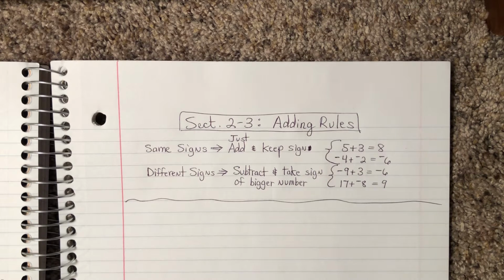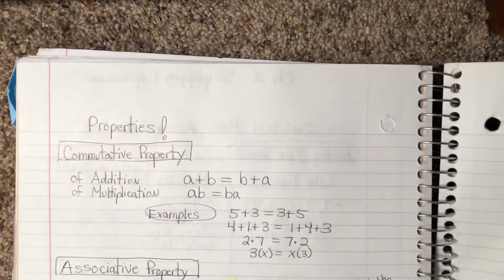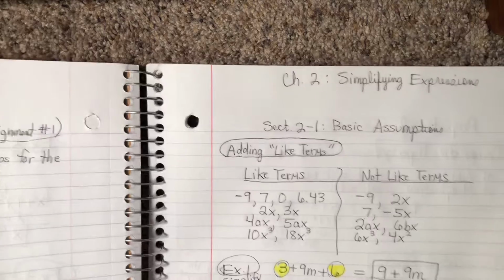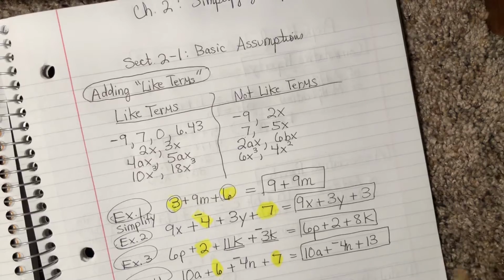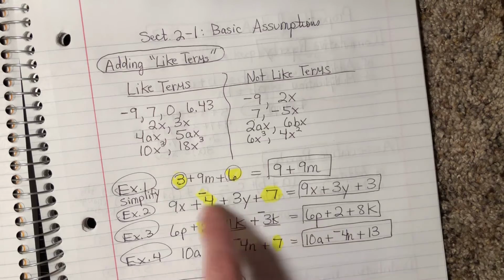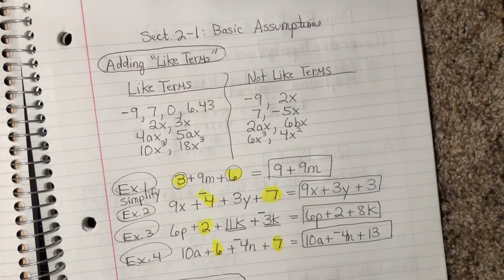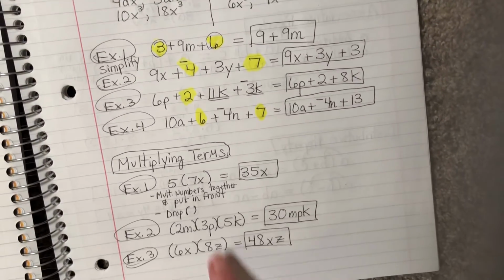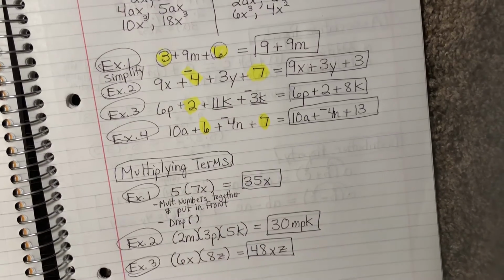Okay guys, we're moving on to section 2.3, which is adding rules, but we're doing adding rules with algebra mixed in. Just to review for a quick sec where we were, in section 2.1 we were talking about like terms, and you had a lot of problems where you just had to add the like terms to each other. So number adds with number, an M term would only add with an M term. And then we did some multiplication problems here with parentheses.